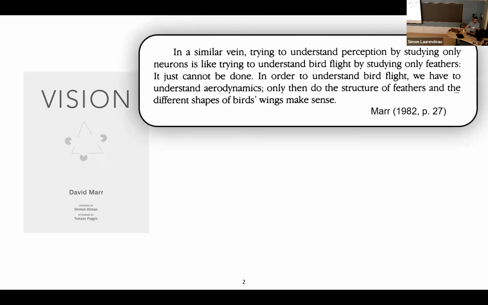So he says, trying to understand perception by understanding only neurons is like trying to understand bird flight by studying only feathers. It simply cannot be done. In order to understand bird flight, we have to understand aerodynamics. Only then do the structure of the feathers and the shapes of birds' wings make sense. So in order to understand a complex system like this, you have to understand its function, the problem it's solving, and the constraints it's under.